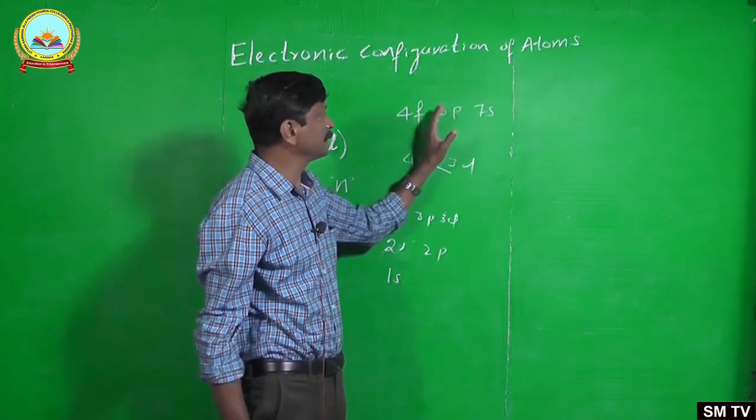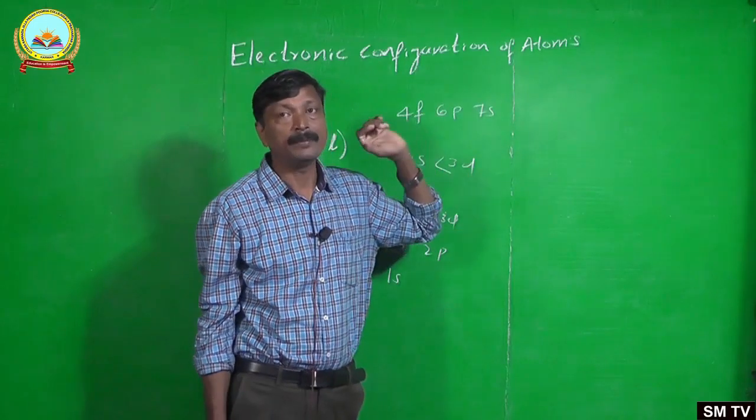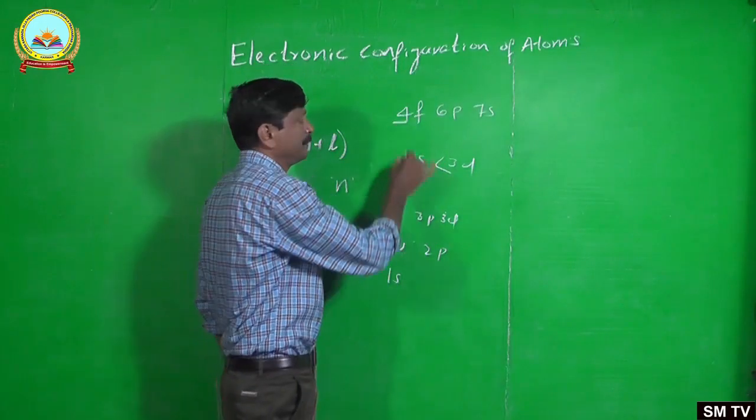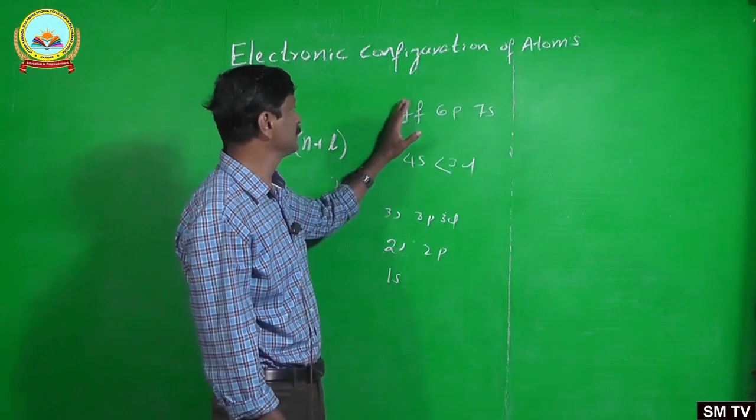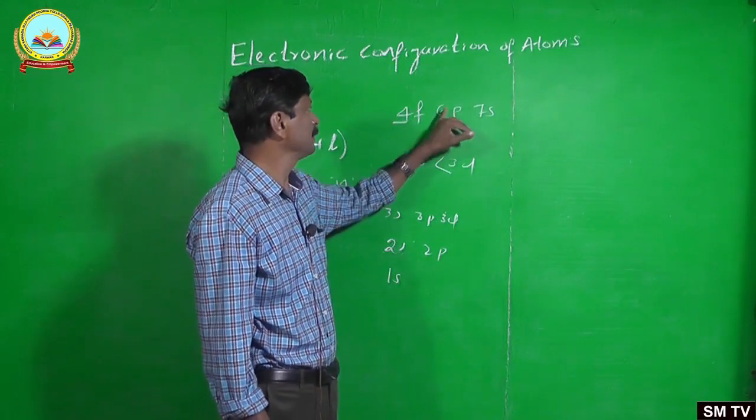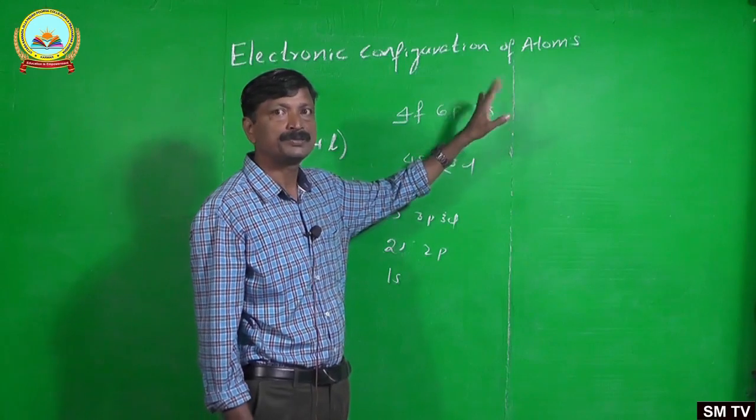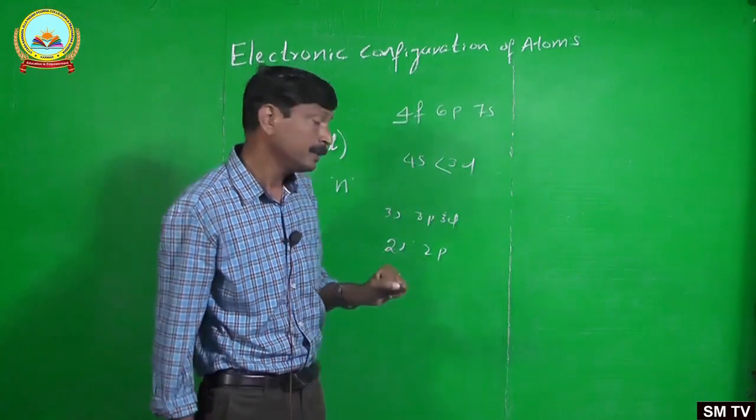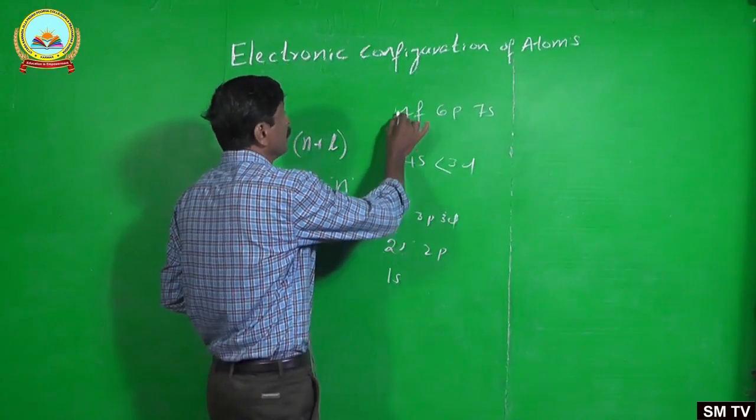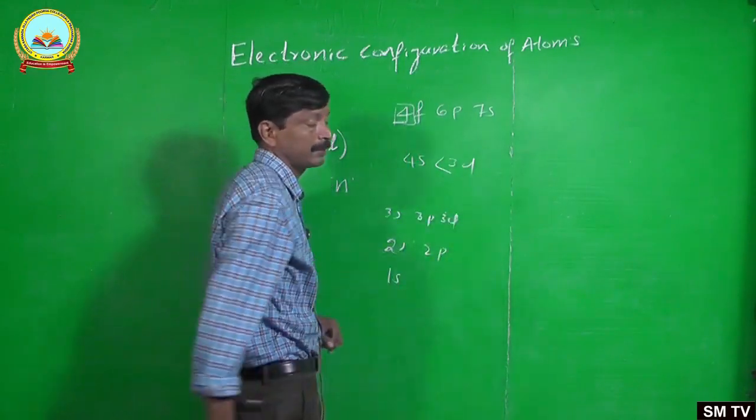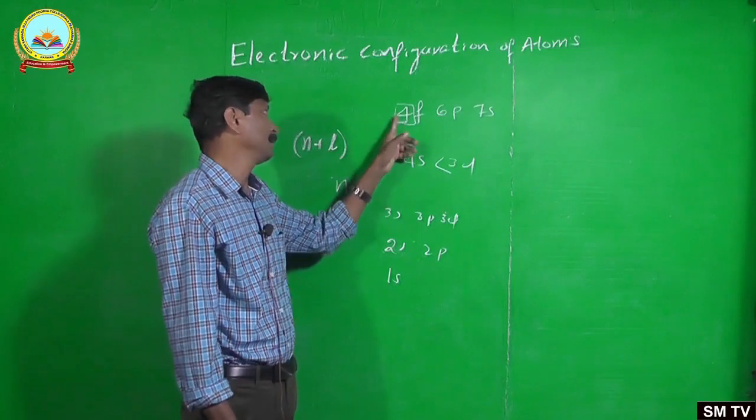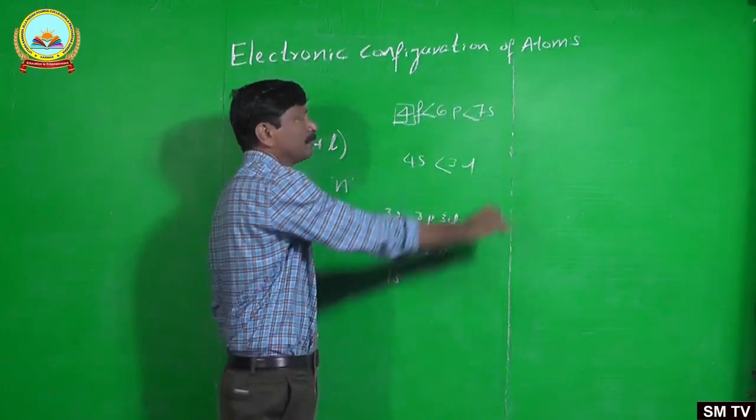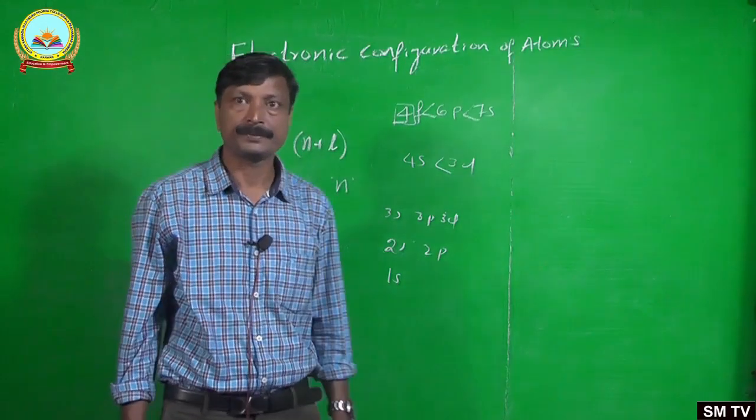These orbitals have the same n plus l value. In such a case, what do we have to do? We have to look only at the principal quantum number. In all these cases, 4 plus 3 is 7, 6 plus 1 is 7, 7 plus 0 is 7, all have the same n plus l value. In this case, you only have to look at the principal quantum number n. So here the 4f has lower energy compared to 6p, and 6p has lower energy compared to 7s.